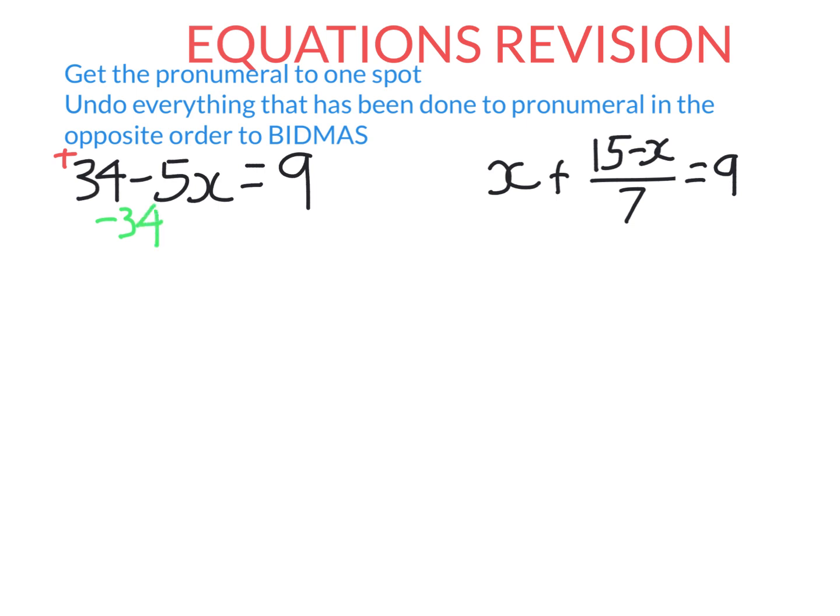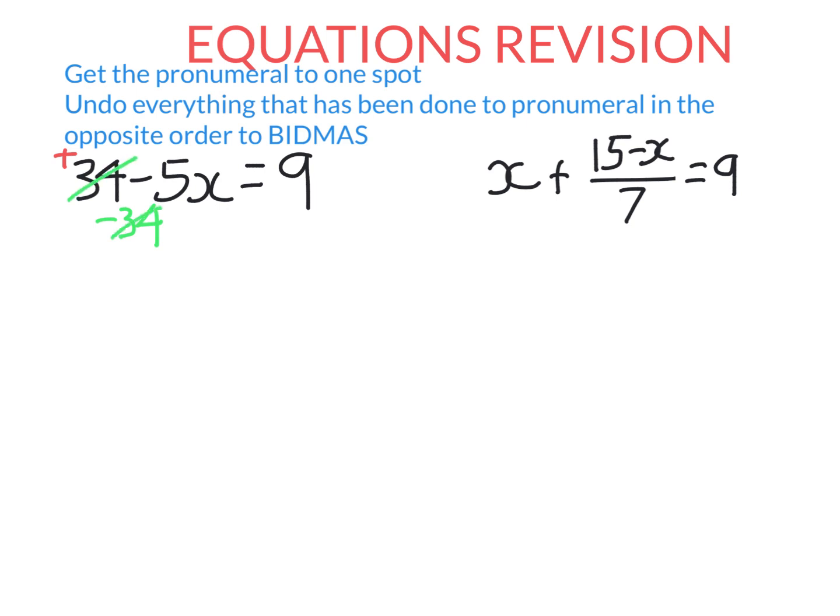It's just like in the morning, you put your socks on first, then your shoes, and at night, because your shoes were the last thing you put on, they're the first things you need to take off. So it is here. So we undo adding 34 by subtracting 34 because they undo each other.